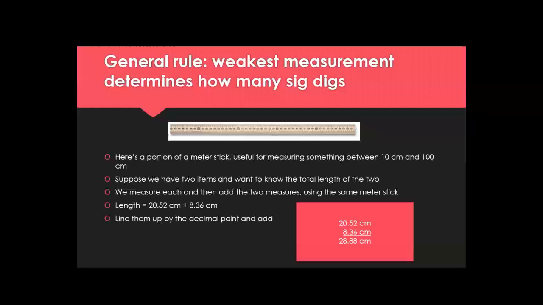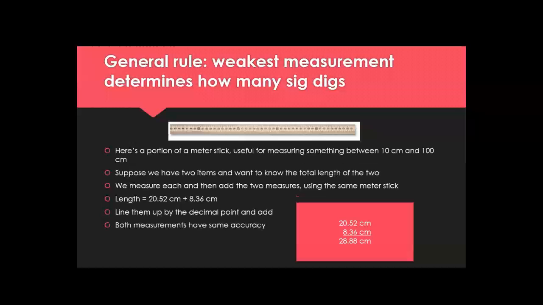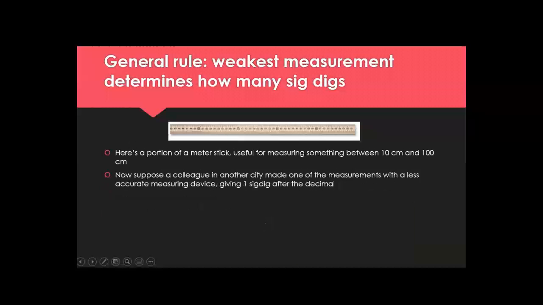Very straightforward. If you were subtracting, you would just put the numbers in your calculator using the subtract key. Now, both measurements have the same accuracy, so there's no problem here whatsoever. Now, suppose a colleague in another city made one of the measurements, he has his piece, you have yours, and he made one of the measurements with a less accurate measuring device, giving 1 sig dig after the decimal point. You want to know the sum of the 2 items' lengths, of course.